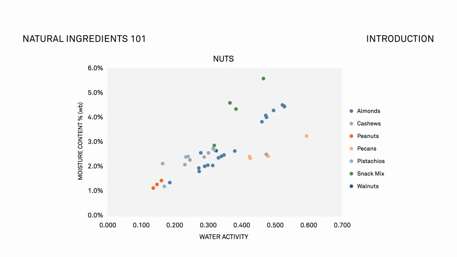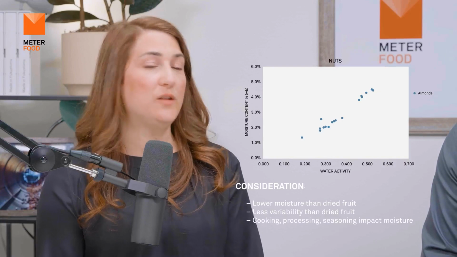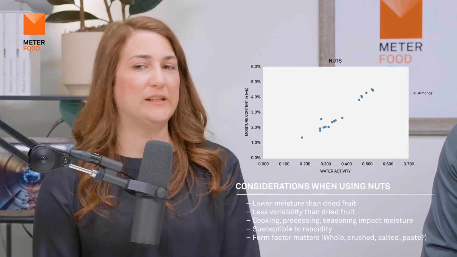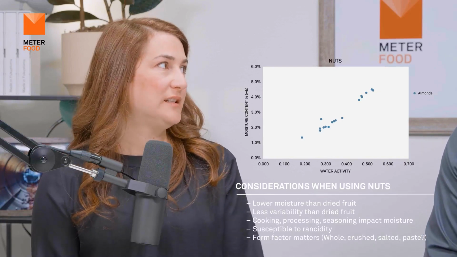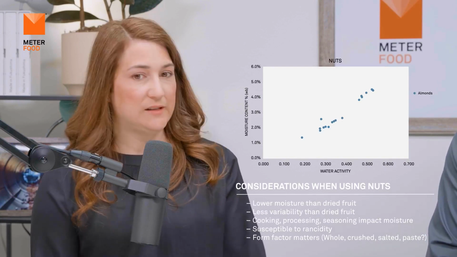So we have a lot of different kinds of nuts, almonds, peanuts, cashews, and you can see it is a little crazy. And we pulled out almonds specifically, and you can see that there's a pretty nice trend with almonds, but it's different than the blueberries, and we're in a much lower water activity range. So you don't see as much variability. You still do for similar reasons, right?